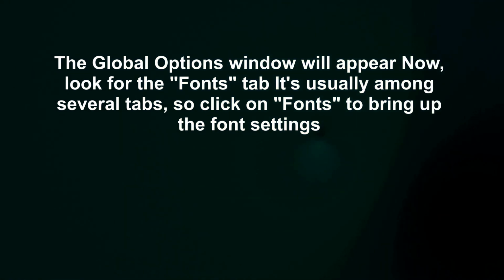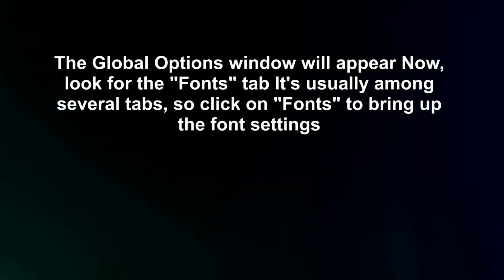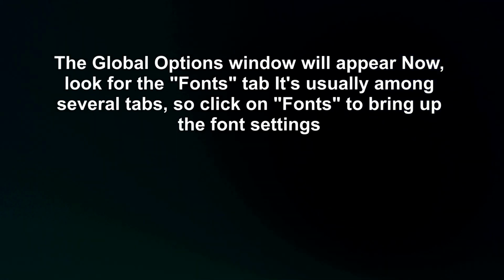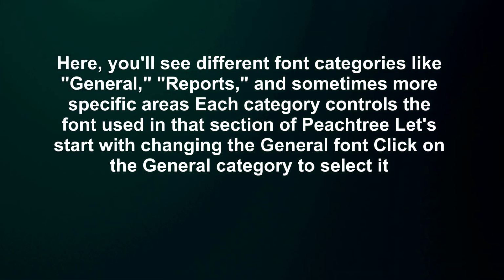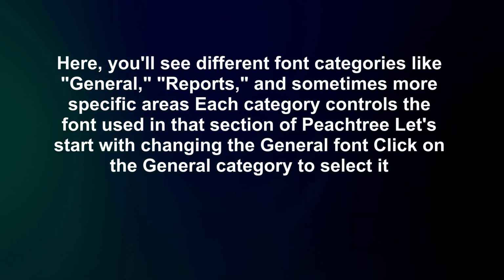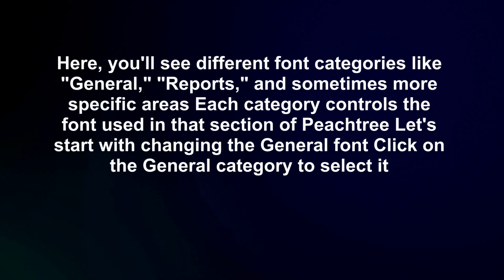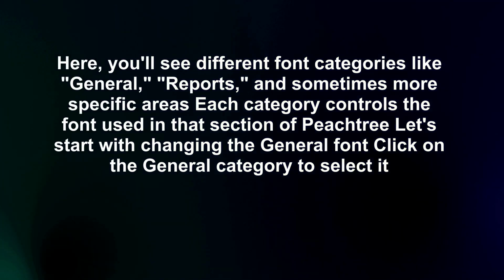Look for the Fonts tab. It's usually among several tabs, so click on Fonts to bring up the font settings. Here, you'll see different font categories like General, Reports, and sometimes more specific areas. Each category controls the font used in that section of Peachtree.